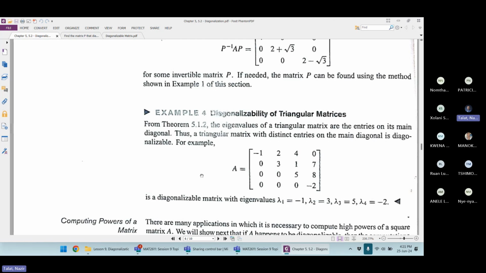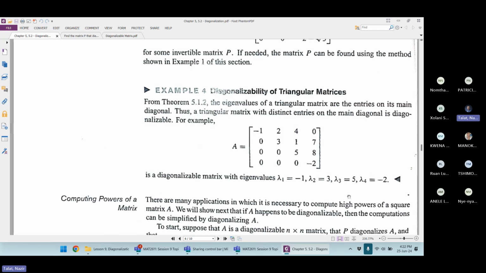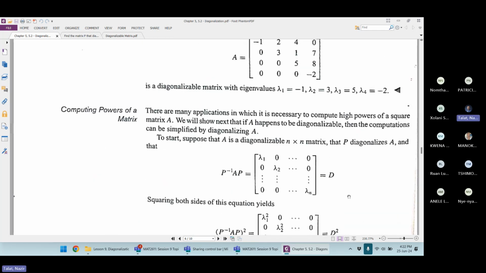And here you can see that if we have an upper triangular or lower triangular matrix, then we can simply find its eigenvalues. Like the eigenvalues are minus 1, 3, 5, and minus 2. Remember that all the eigenvalues are distinct. If the eigenvalues are distinct, then this matrix must be diagonalizable. So it means we can get the distinct eigenvectors, and with the combination of them as columns, we can get a matrix P which diagonalizes it. So it will also give us one very useful result.